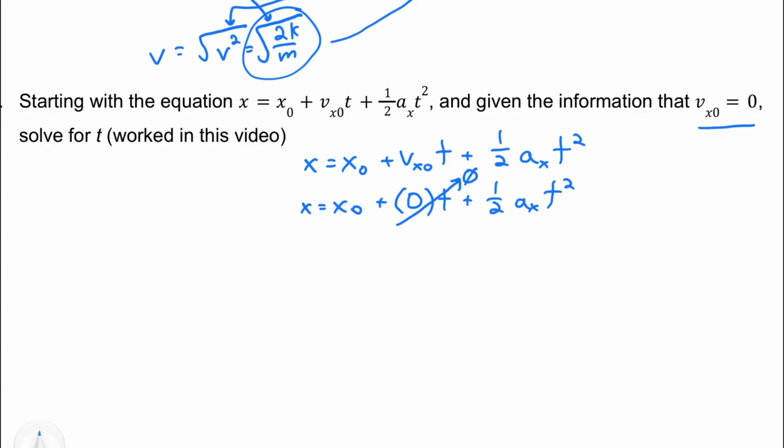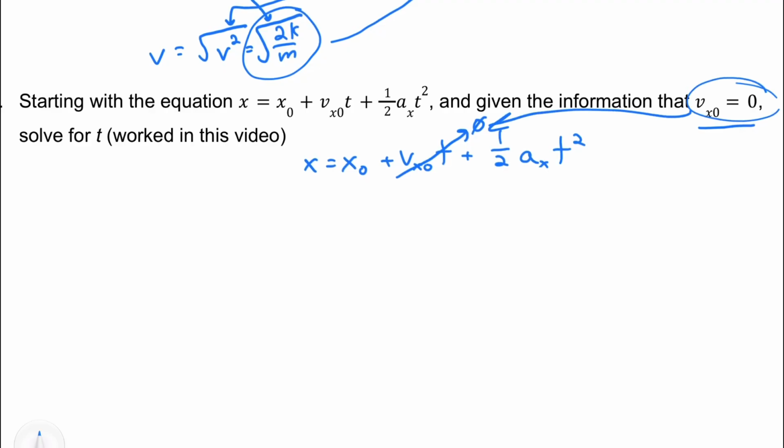And what I like to do, rather than inserting the 0 like I did here, is to do that before I even write out the 0. So what I would normally do is not even rewrite this with a 0 substituted in for vx naught. I would just say, I know vx naught is 0, so I'm just going to get rid of that whole term right here. So this whole term just goes away, or goes to 0, as I like to say. So we'll rewrite this as x equals x naught plus 1/2 ax t squared. And again, we're trying to solve for t. So now that we got rid of the term that had the vx naught in it, and we're left with x equals x naught plus 1/2 ax t squared, now we want to start solving for t, right?